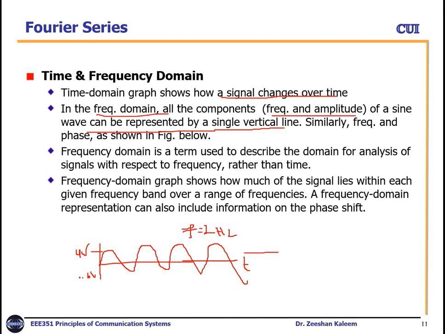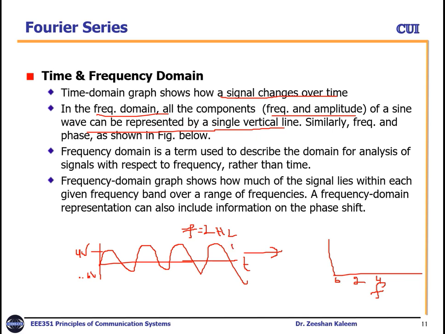When you take the Fourier transform or Fourier series of this signal, what will you get? Because this axis is now the frequency axis, there is a 0, there is a 2, there is a 4, for example.